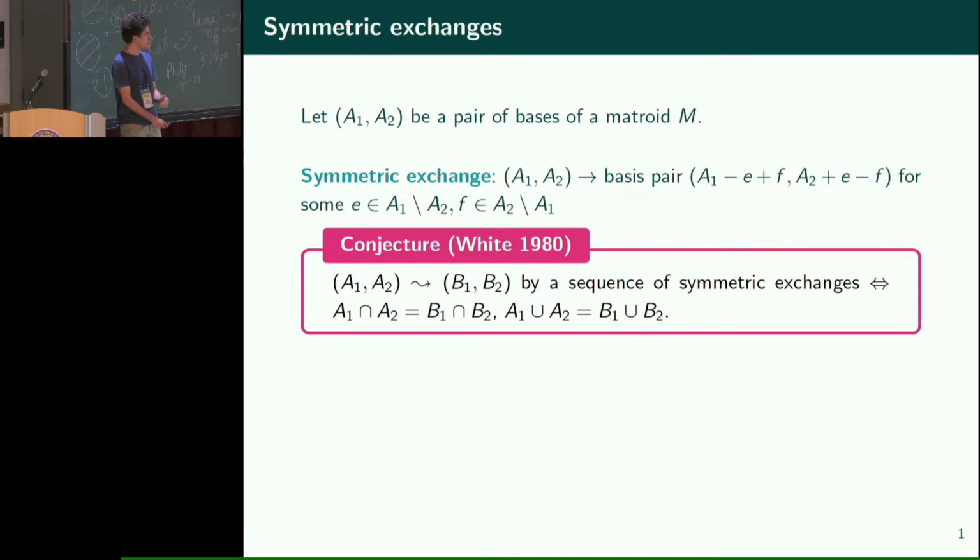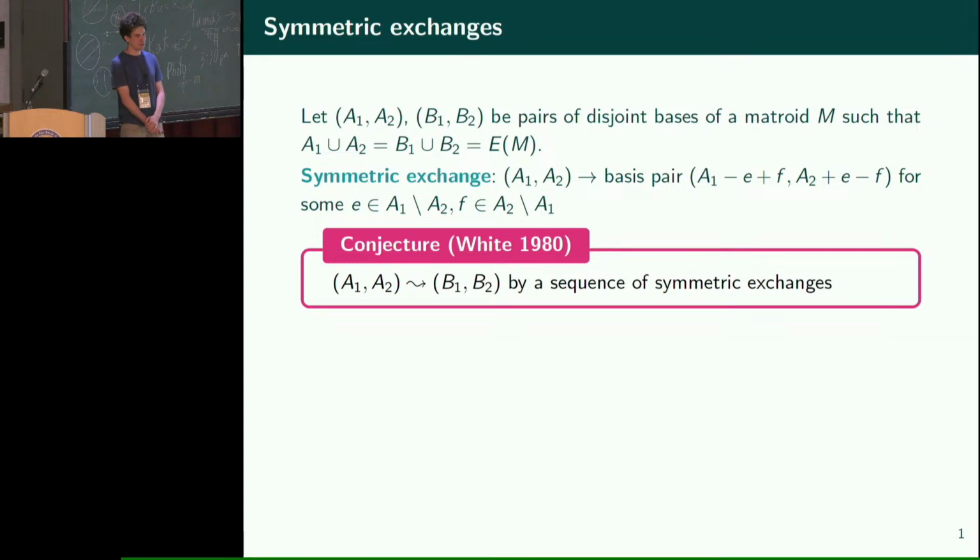Here we can contract the intersections and delete everything which is not in the union. So we can think about pairs of disjoint bases of a matroid such that the ground set is the union of the two bases. So we have partitions of the ground set into two bases, and the conjecture said that we can get from any partition to any other partition by doing a sequence of symmetric exchanges.